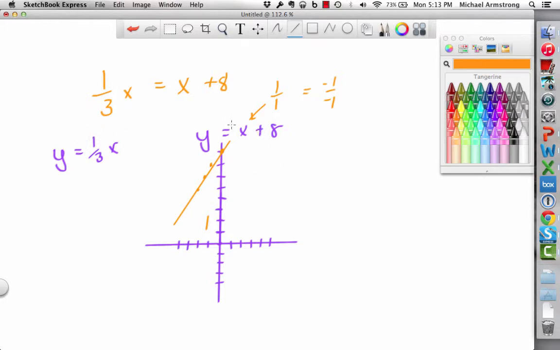With this other one, 1/3 x, we start at 0 because there's no b, right? b is 0 plus 0, so we start here, and it goes up 1 over 3. So up 1 over 3, up 1 over 3. And so when we see that, we can see that these lines will eventually cross somewhere way over here. If we were to extend this one, okay, it's going to cross down here somewhere. And we're going to have to draw those out.